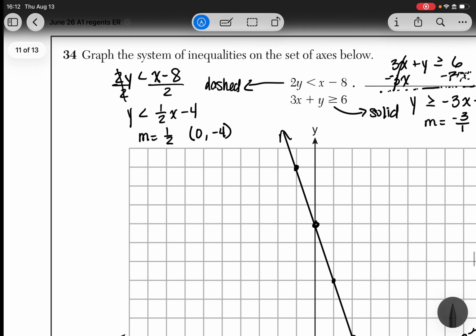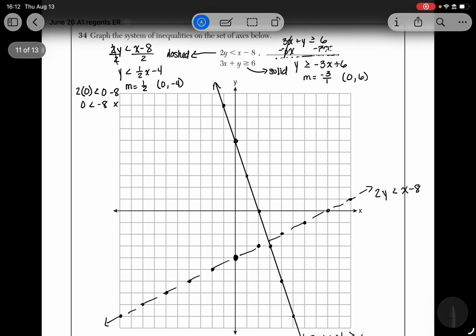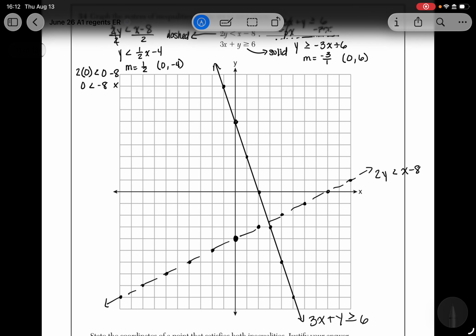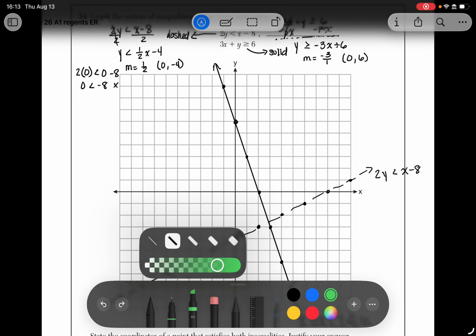So, for example, we have 2y is less than x minus 8. So instead of y, we're going to plug in 0. So 2 times 0 is less than 0 minus 8. 0 is less than -8. This is not true. -8 is actually less than 0, which means that for this inequality, so our dashed line, I'm not going to shade above, because if I shade above, that's going to include the 0, 0. We're going to shade below that line so that it doesn't include that 0, 0.